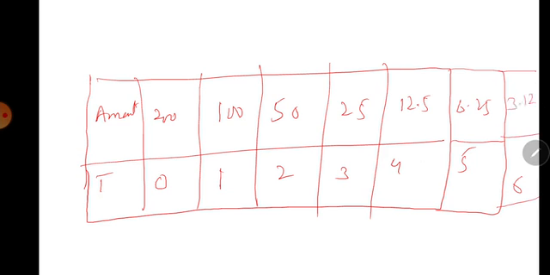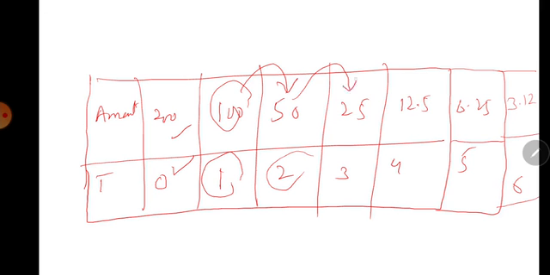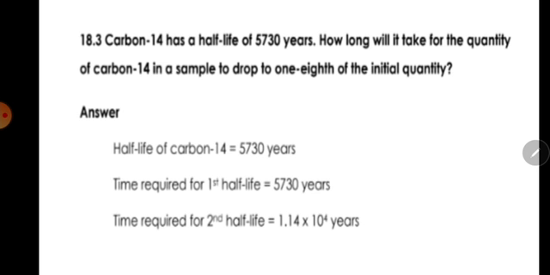So after sixth half-life, this is what is left of the originally present amount. First half-life reduced to half, then half of 100, half of 50, half of 25, and so on. So make a table and do it with the help of the table.